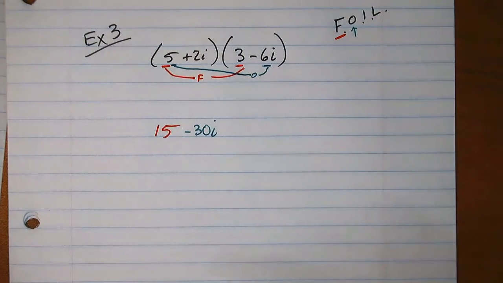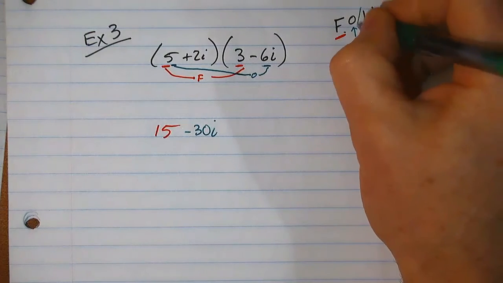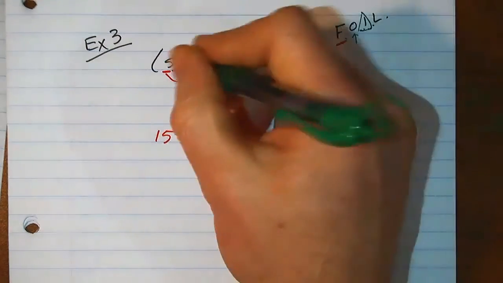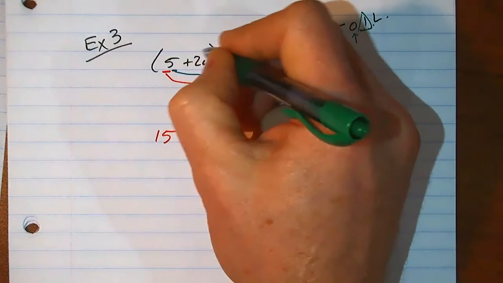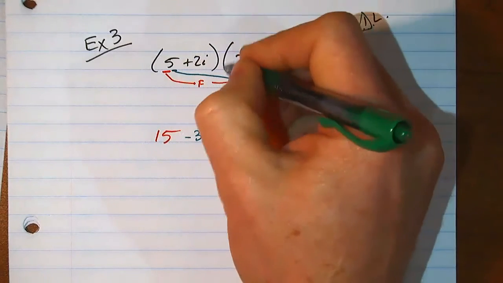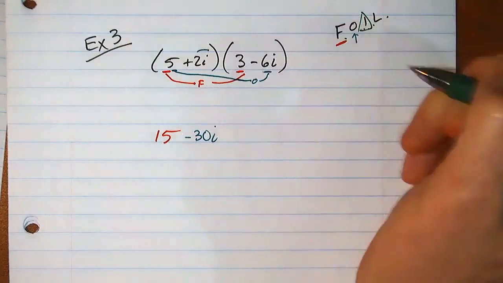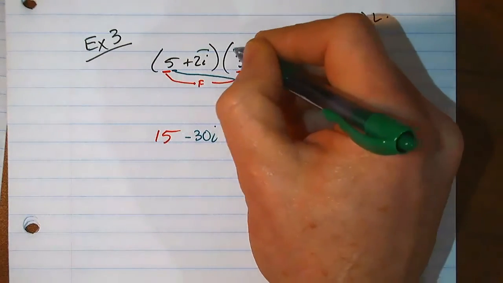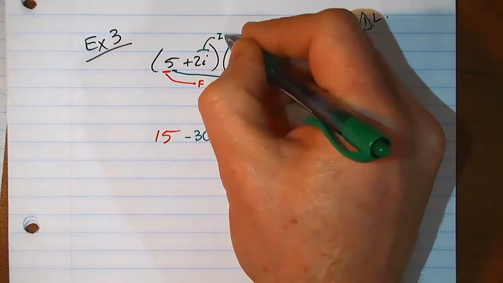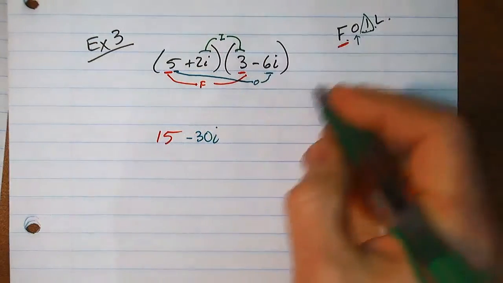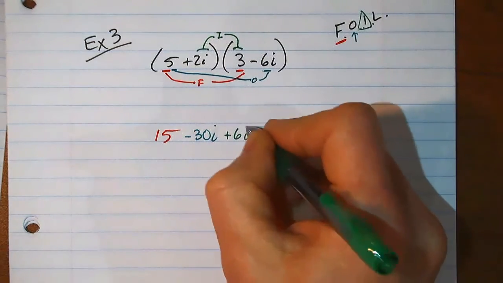For my insides, that's the things that are on the insides of the parentheses. So I'm running out of room down below. I'm going to move up here to the top. So here's the middle, right here in the middle, on the inside of this parenthesis, there's the 2i. On the inside of this parenthesis, there's the 3. I'm going to multiply those together for my I. So 2i times 3 is going to be positive 6i.